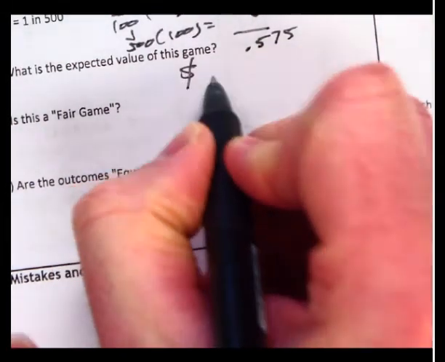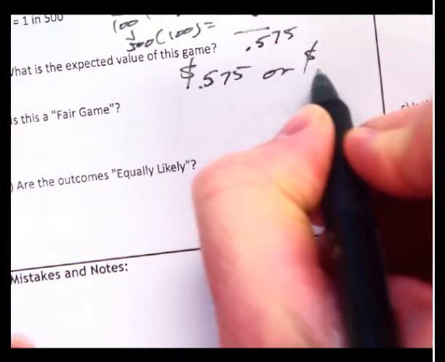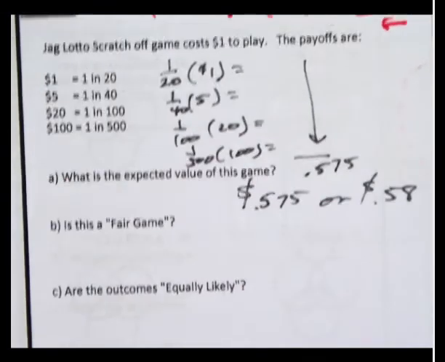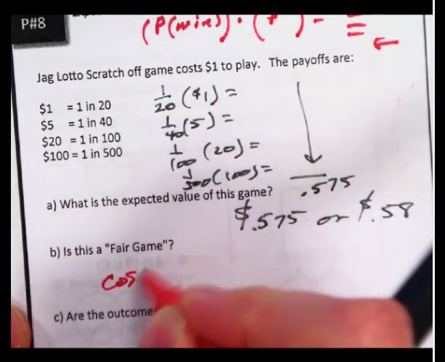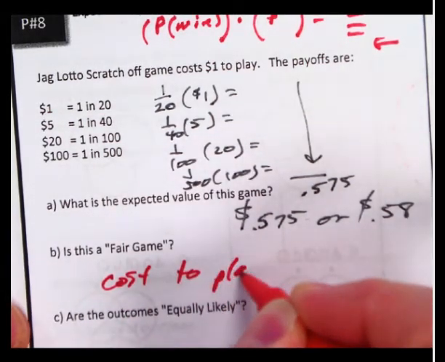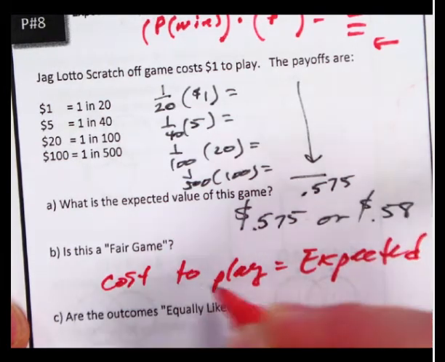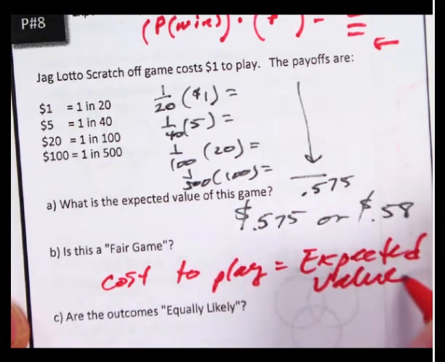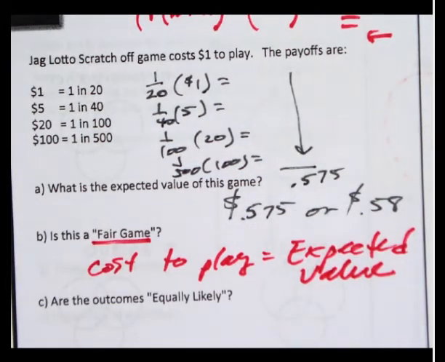So the expected value is 0.575, or you can write it as 58 cents with correct rounding since we're dealing with money. Is it a fair game? The definition of a fair game means the cost to play has to equal the expected value that you just calculated. If the cost to play equals the expected value, we say that it's a fair game. It's fair for both parties. It's fair for you as a buyer and for them as a seller.